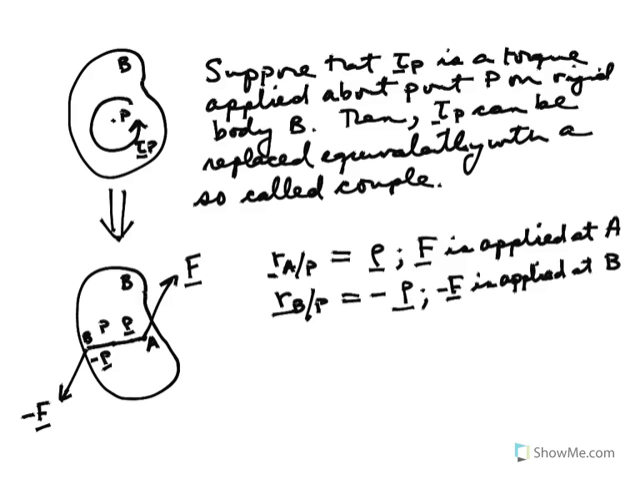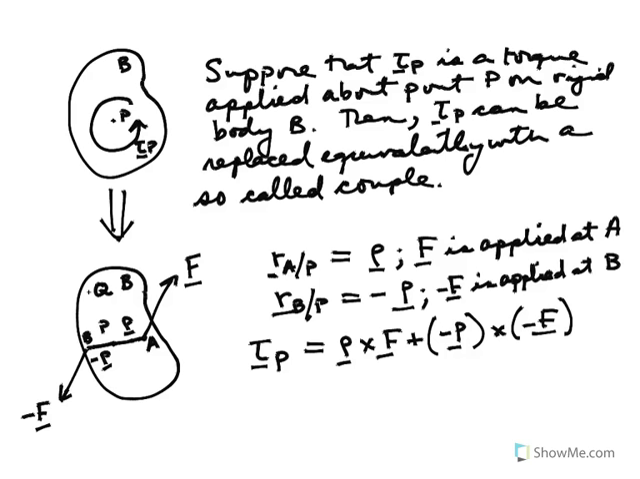Now let's suppose that we take another point on the body. I'm going to call that point Q. All right, so we know that the torque relative to P is equal to rho crossed with F plus negative rho crossed with negative F, which implies that the torque relative to P is equal to 2 rho crossed with F. So that's the couple that replaces the torque.